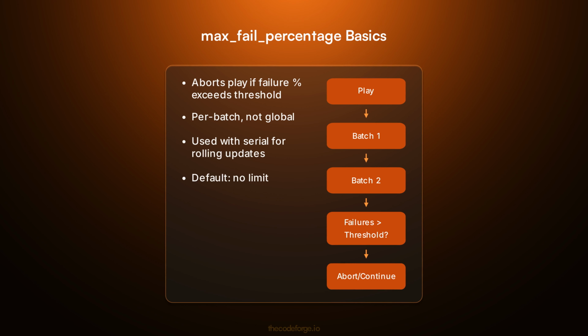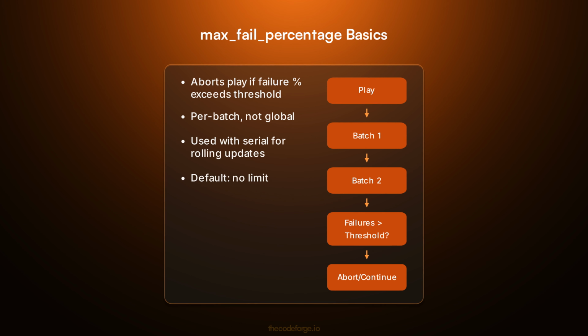max_fail_percentage is a play-level directive that sets the maximum percentage of hosts that can fail before Ansible aborts the entire play. It's typically used with serial for rolling updates. If more than the specified percentage of hosts in a batch fail, the play stops. This prevents a bad deployment from taking down too many hosts.